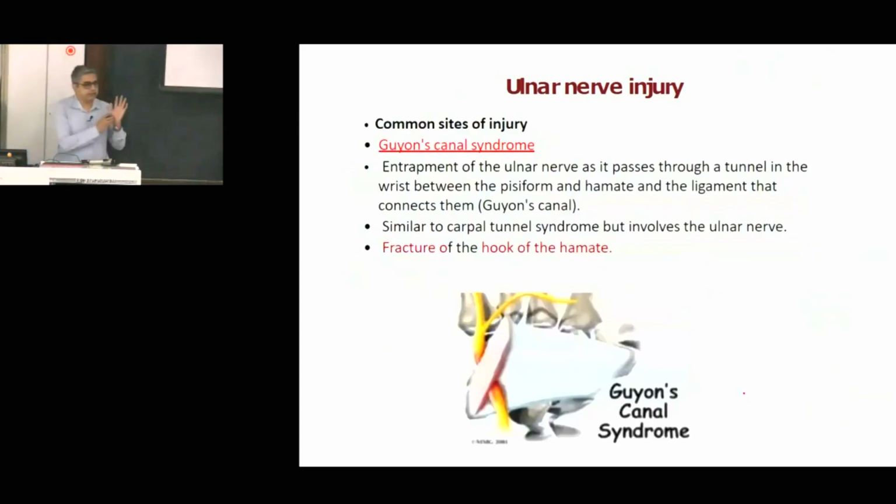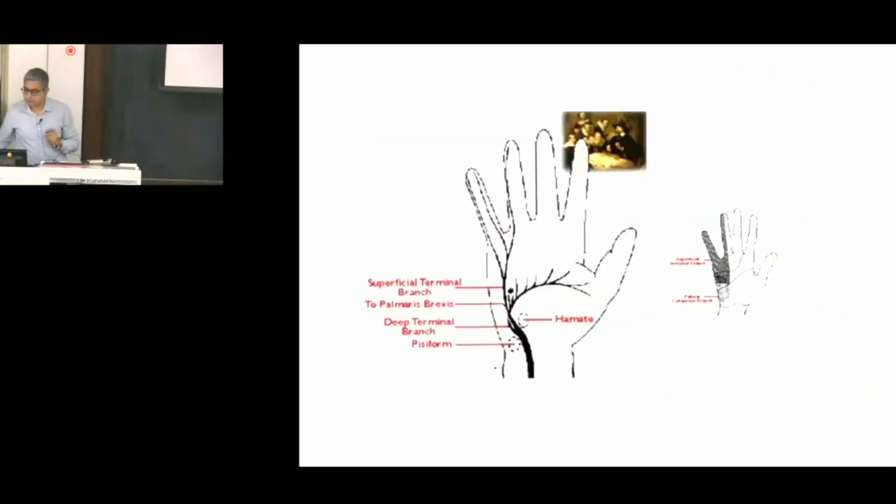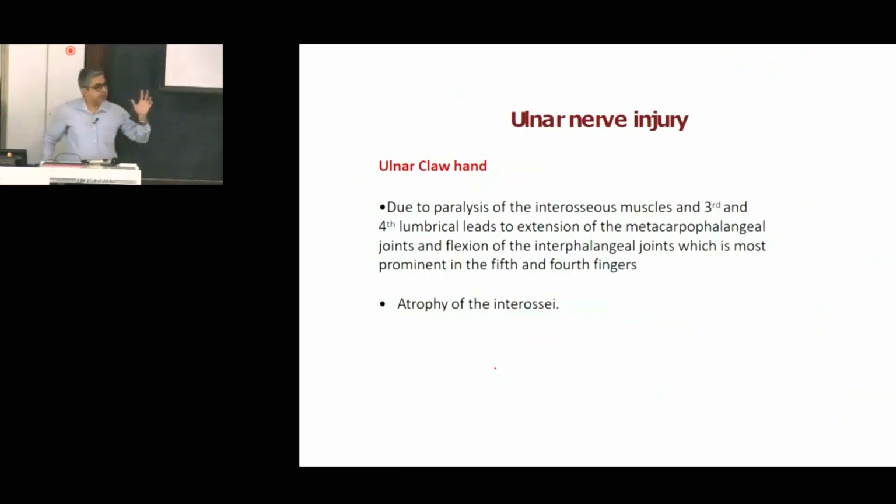Then there is Guyon's canal. This is the place where the pisohamate ligament lies between the hook of hamate and pisiform. So the ulnar nerve can be compressed in Guyon's canal. So it leads to paralysis of the interossei muscles, the ulnar claw hand.